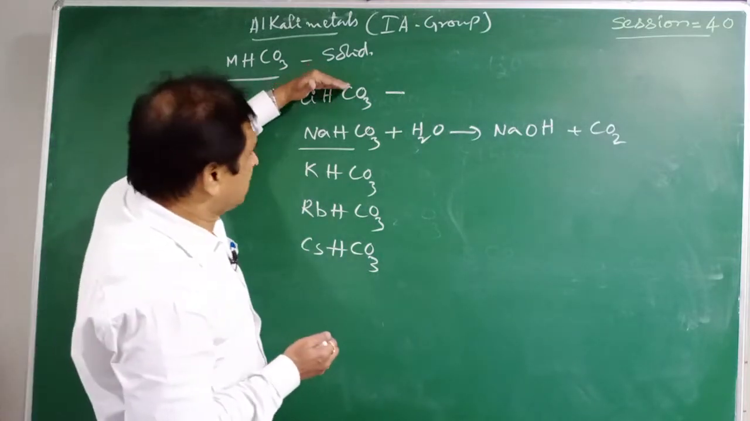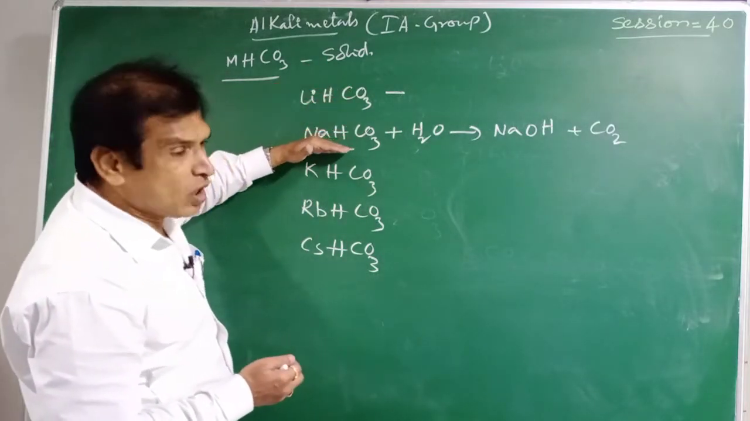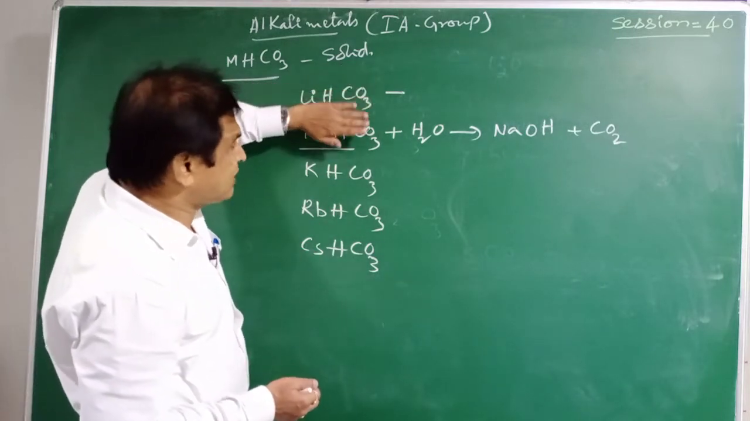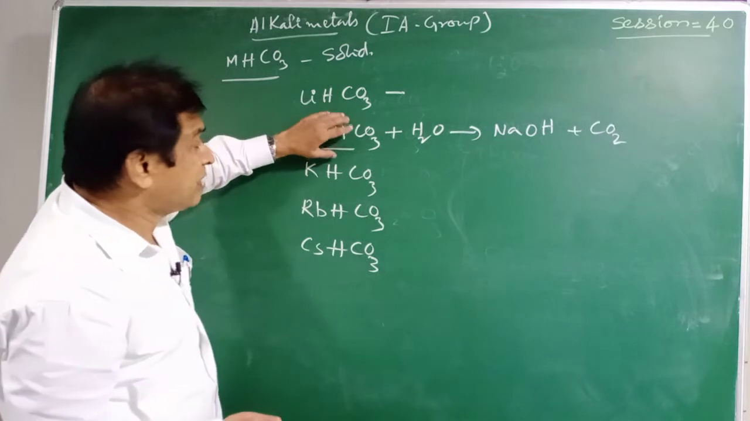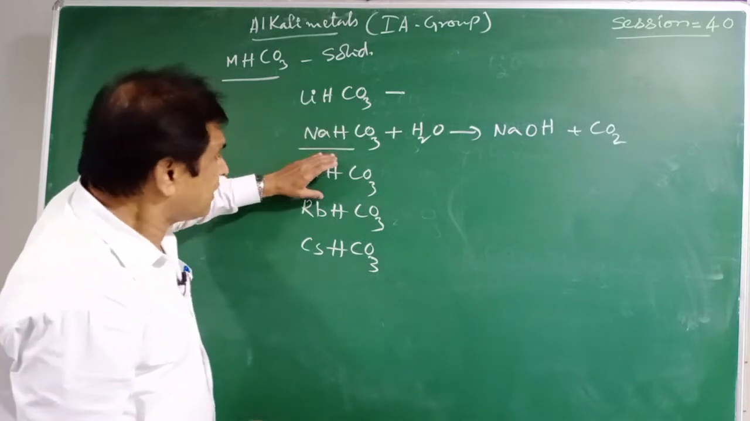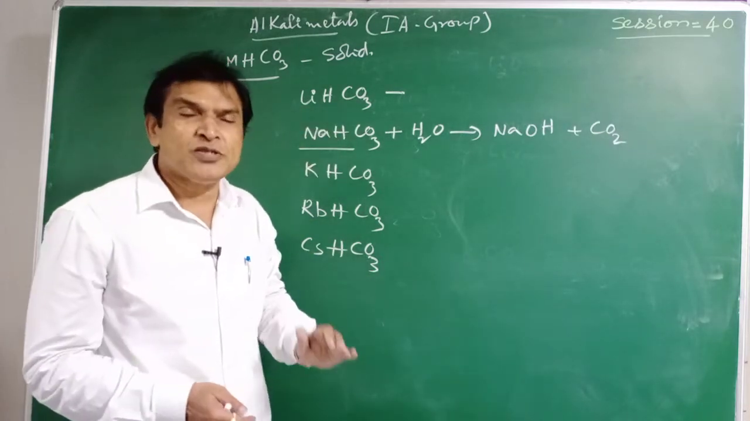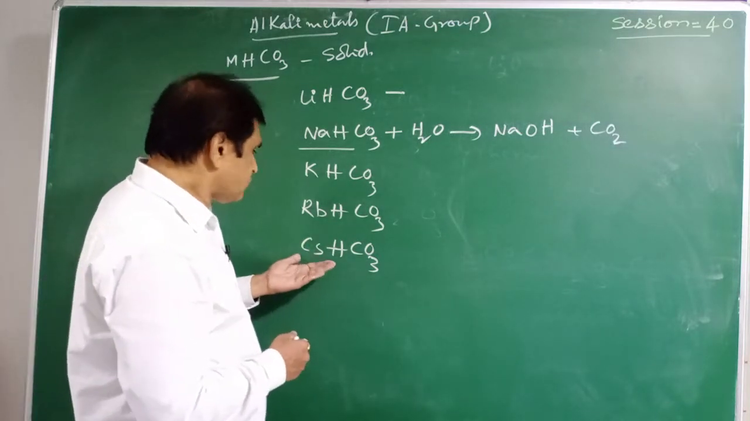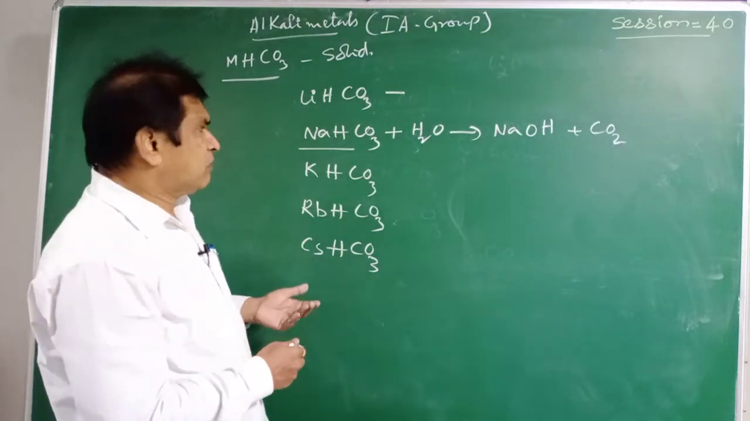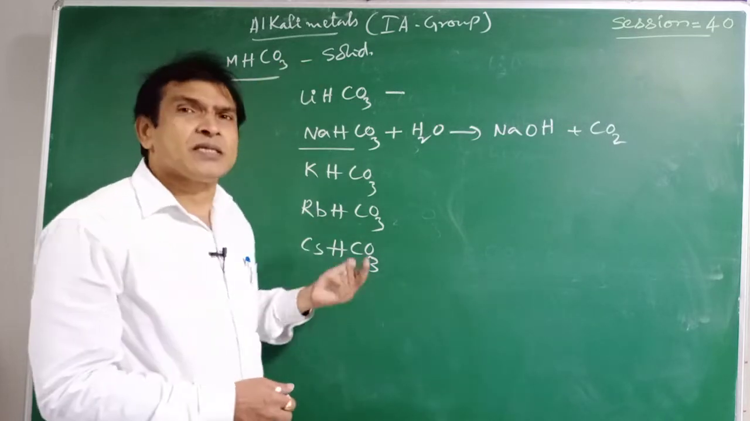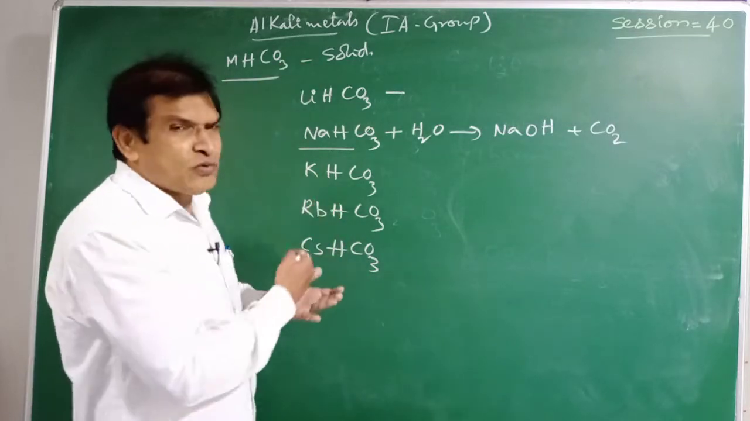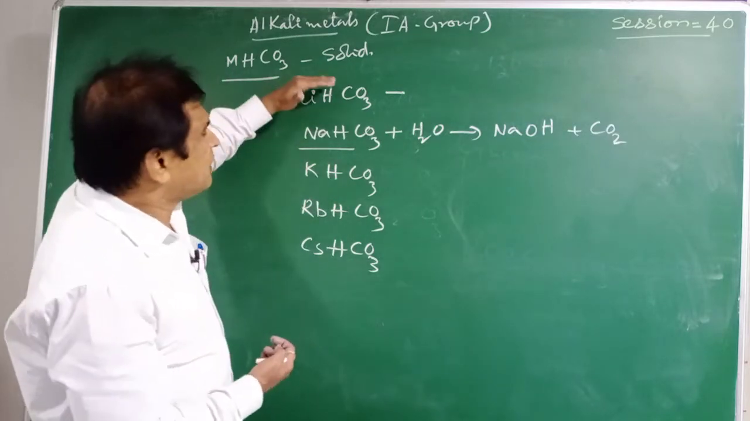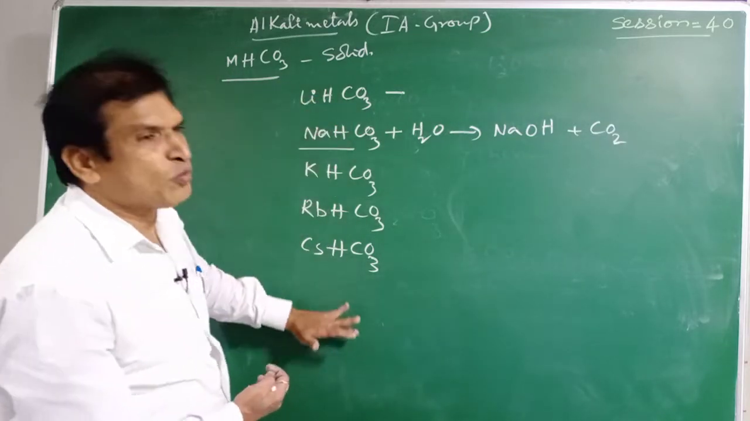From top to bottom the basic nature of the bicarbonates increases. That means lithium bicarbonate is less basic than sodium bicarbonate, and sodium bicarbonate is less basic than potassium bicarbonate. So from top to bottom the basic strength of the bicarbonates increases. Now coming to the solubility of the bicarbonates. Similarly to the trend observed in the carbonates, the bicarbonates are also soluble in water. The solubility of the bicarbonates increases from top to bottom.